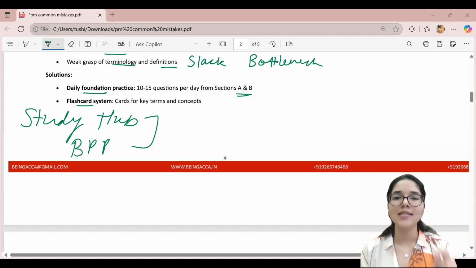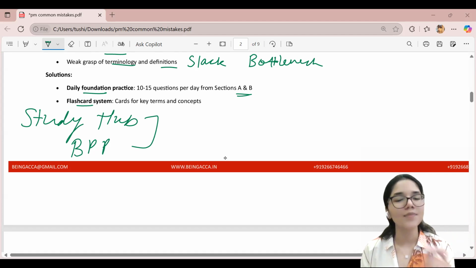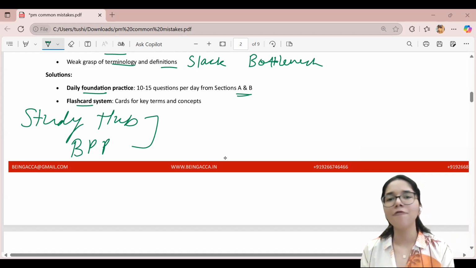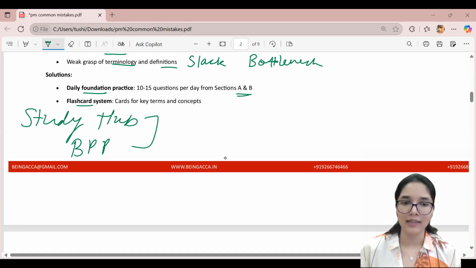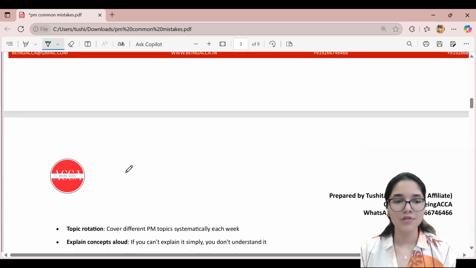Flashcards are supposed to be used for the weak terminology and definitions, as they give you the key terms and the key concepts which are there in the PM paper. So maybe half an hour every day you can spend to review those flashcards. Those flashcards will give you, at a glance, the key concepts and key words, definition wise. And if you face any difficulty over there, you can definitely reach out to me. So these are a few solutions so far.